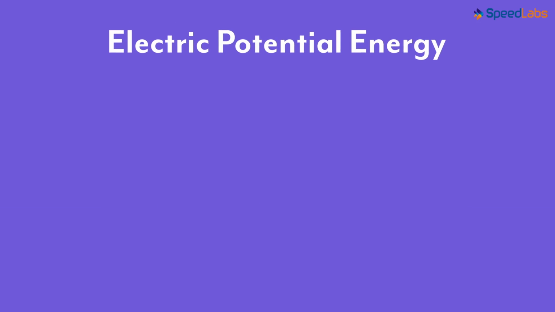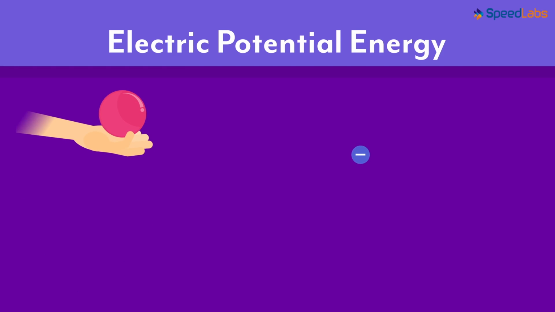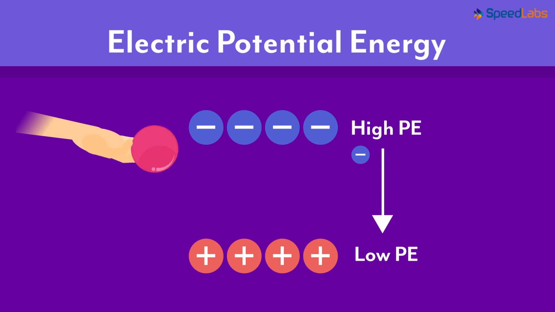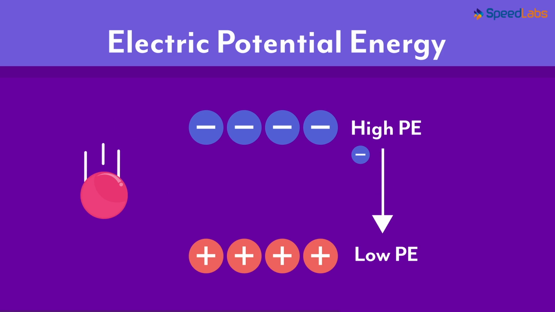Similarly, there is a concept of electric potential energy. The electric potential energy of any charge describes how much stored energy it has. Just like the ball in your hand has high potential energy, a negative charge close to another negative charge has high potential energy. If left free, the charge will be repelled by the negative charge and will move towards the positive charge, just like the ball will fall towards the earth.